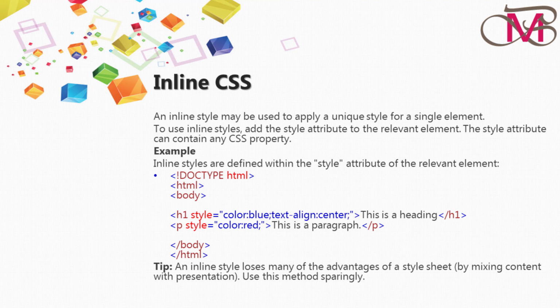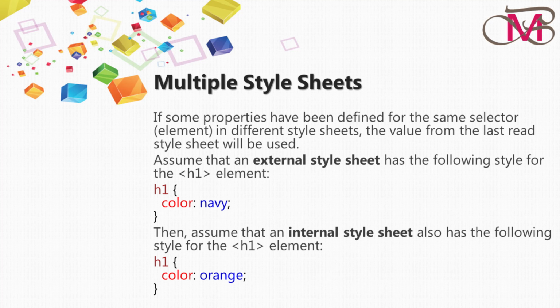Inline CSS. An inline style may be used to apply a unique style for a single element. To use inline styles, add the style attribute to the relevant element. The style attribute can contain any CSS property. Example. Inline styles are defined within the style attribute of the relevant element. Tip: an inline style loses many of the advantages of a style sheet by mixing content with presentation. Use this method sparingly.